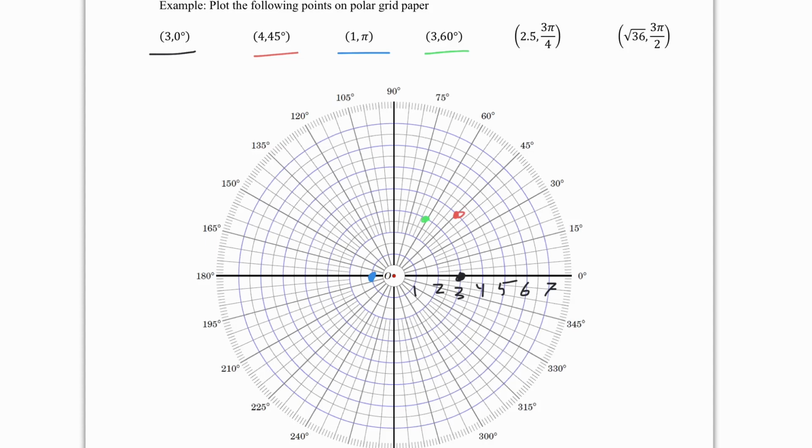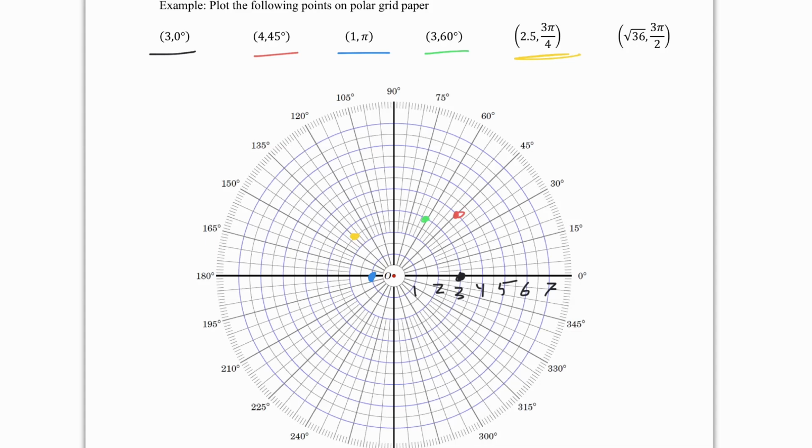Let's try 2.5 and 3 pi over 4. Well, if we convert 3 pi over 4 to a degree, that's going to be 135. And 2.5 is between 2 and 3. So that little less dark line, the gray line between 2 and 3, and over at 135, that lines up right there.